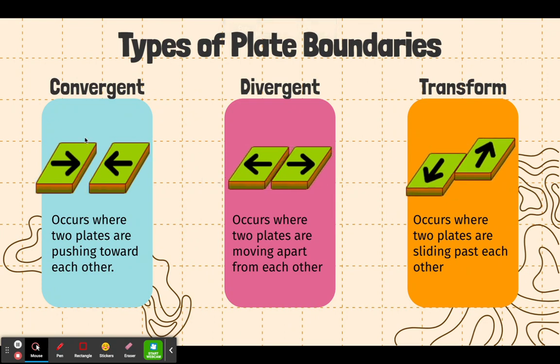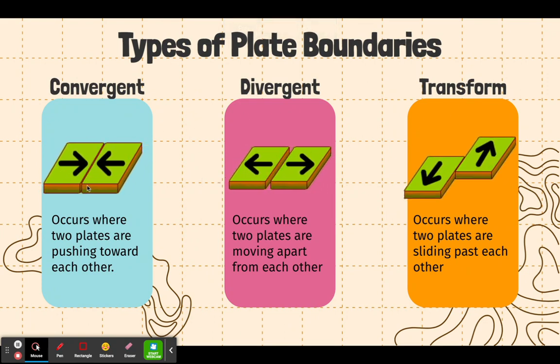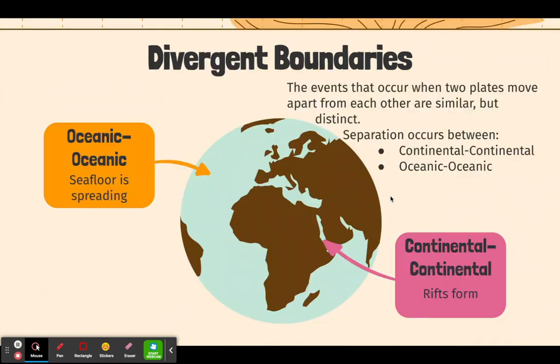So plate boundaries. What happens when plate tectonics interact? You know that there's convergent, divergent, and transform boundaries. Of course, convergent when they smash into each other or connect, divergent when they split, transform when they slide past each other. Let's start with divergent boundaries. We have two different types. Divergent, when they split, can happen between oceanic plates or continental plates.